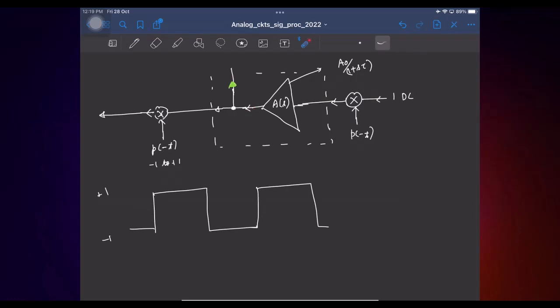I mean, if it was just A0, what will happen? This input is just scaled by A0, but now this no longer can rise instantly because it has a finite bandwidth. So it will basically rise exponentially and fall like this. So this value is A0 and this is minus A0.